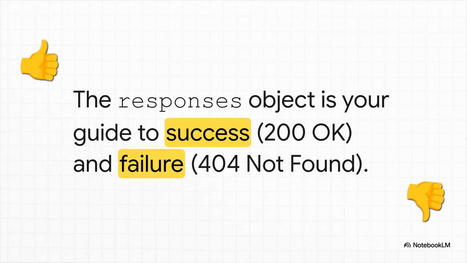So you've built your request, you've sent it off. Now what happens? The responses object is your guide to every single possible outcome. It defines the successful 200 OK, sure, but just as importantly, it details all the failures, like a 404 not found or a 400 bad request. This is absolutely crucial for writing tests for both the happy path and all the error conditions.